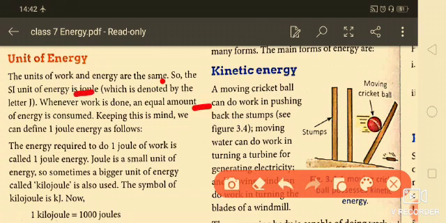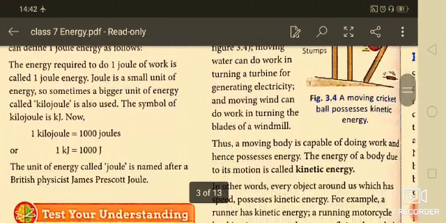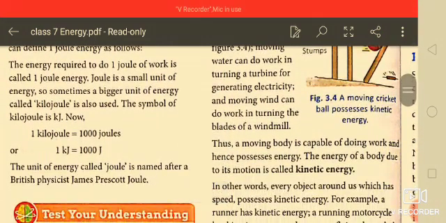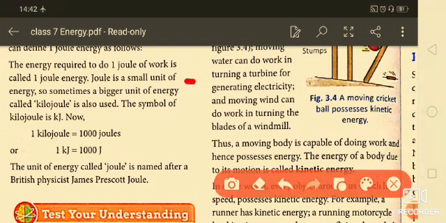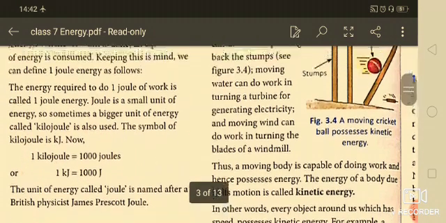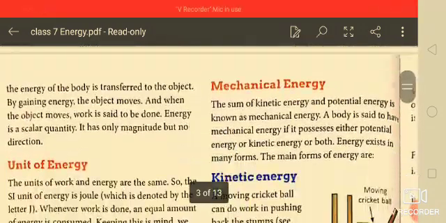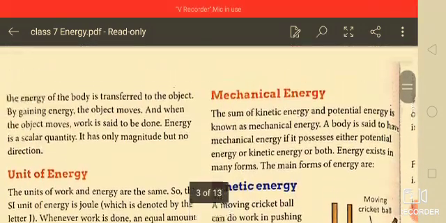Whenever work is done, an equal amount of energy is consumed. Keeping this in mind, we can define 1 joule of energy as follows. The energy required to do 1 joule of work is called 1 joule of energy. Joule is a small unit of energy, so sometimes a bigger unit called kilojoule is used. 1 kilojoule contains 1000 joule, like 1 kilogram is equal to 1000 grams.